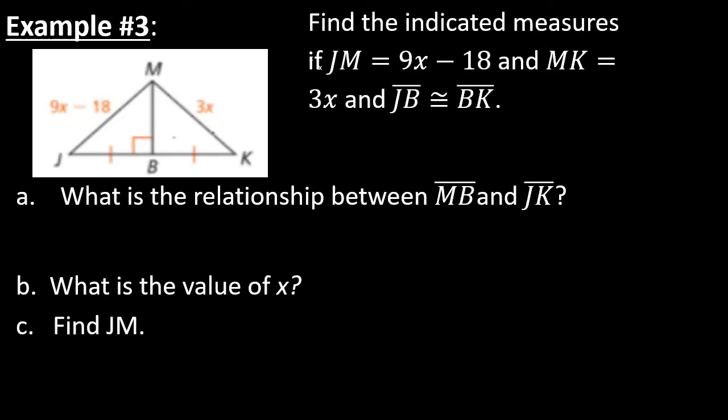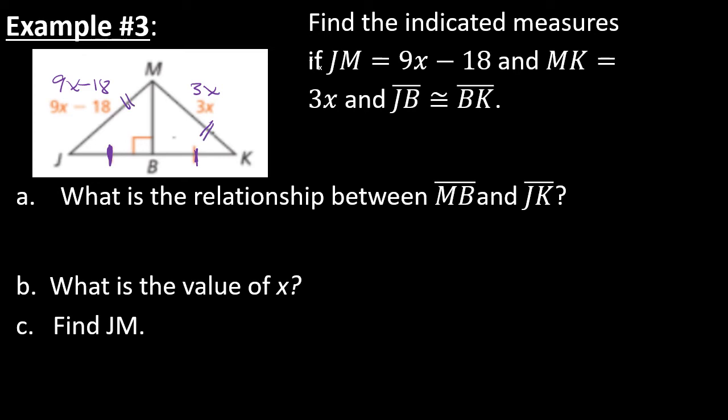Oh, nope, one more problem. So find the indicated measures if JM equals 9x minus 18, and I know that these are hard to read on your worksheet, on your notes, and MK equals 3x, and JB is congruent to BK. So JB down here is congruent to BK over here, which basically tells us these two segments are congruent.